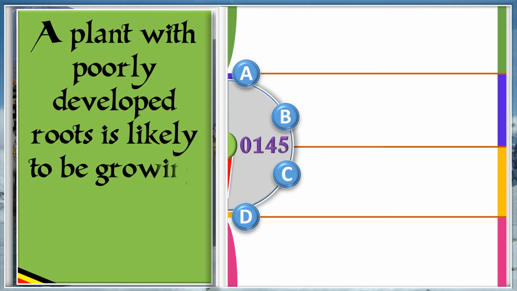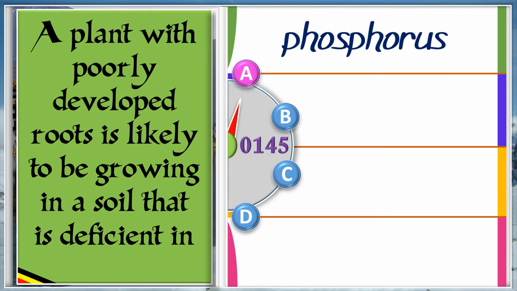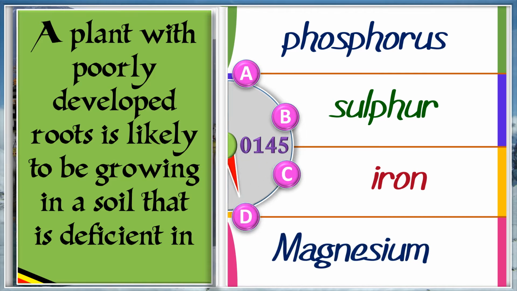A plant with poorly developed roots is likely to be growing in a soil that is deficient in: A. Phosphorus. B. Sulfur. C. Iron. D. Magnesium. And the answer is A. Phosphorus.